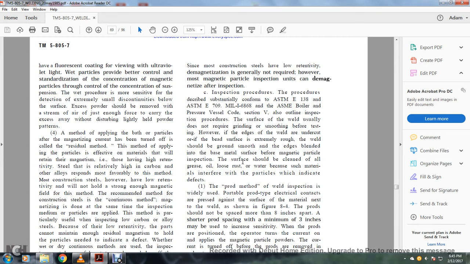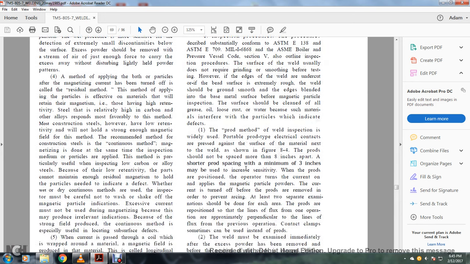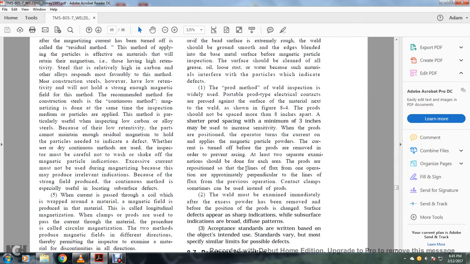Magnetic particle inspection. The surface should be cleaned of all grease and oil, loose rust, and water, because these interfere with the particles indicating the defects. 1. The prod method. In welding inspection, widely used portable prod type electrical contacts are pressed against the surface of the material next to the weld, as shown in Figure 8.4. The prods should not be spaced more than 8 inches apart. Short prod spacing, with a minimum of 3 inches, may be used to increase sensitivity.